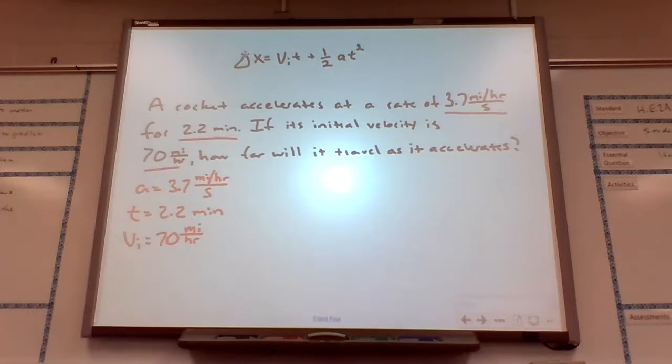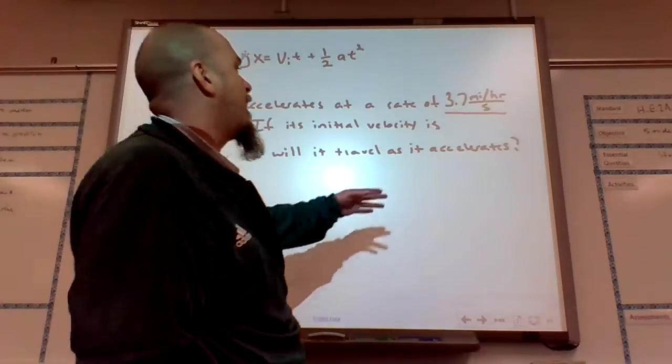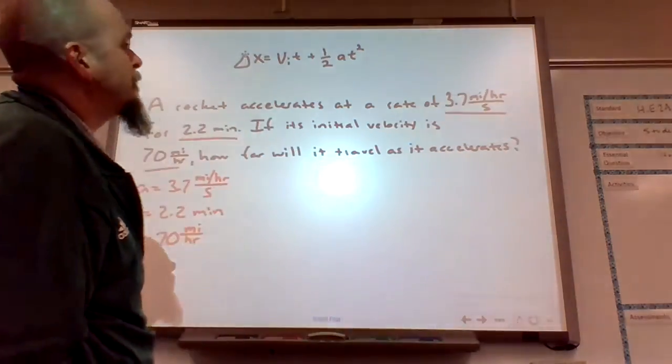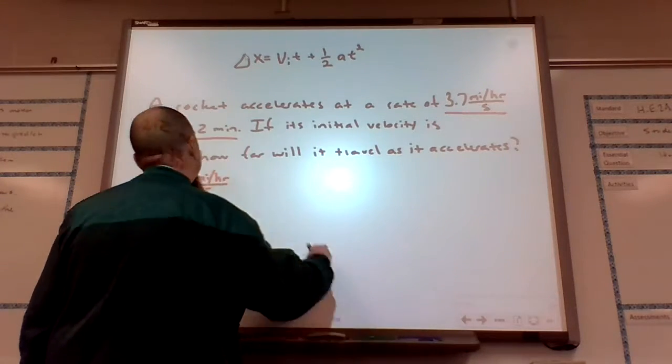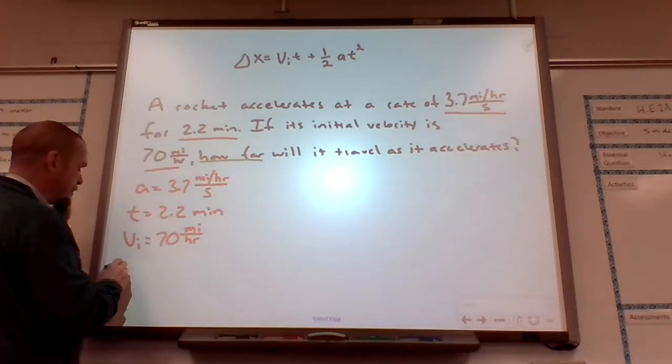Once we've taken care of all of our numbers, we think about any hidden numbers that we need. This is a rocket, and we can probably assume it's going to go up. But we're not going to use the 9.8 meters per second squared here because we already have an acceleration of 3.7 miles per hour per second. It also doesn't say anything about at rest or stop, so we know we don't have another velocity in there of 0. So no hidden numbers. And then look for what we're trying to find. How far, that's delta x.